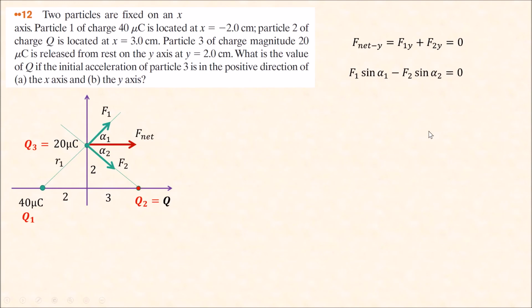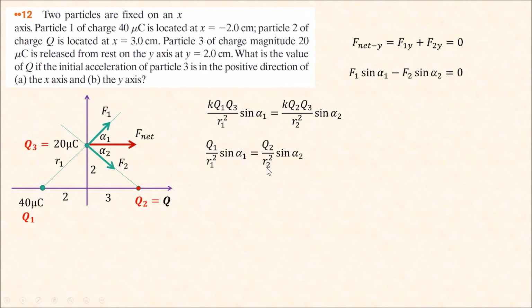And now f1 has a magnitude of k q1 q3 over r1 squared times sine alpha 1 becomes equal to magnitude of f2, which is k q2 q3 over r2 squared times sine alpha 2. R2 is this distance that I didn't write here because it gets busy. So these two should be equal, and then you see that k cancels out, q3 cancels out. It doesn't matter what value of q3 we have. And this simplifies to this equation. And q1, r1, r2, and the angles are known. I can solve for q2.